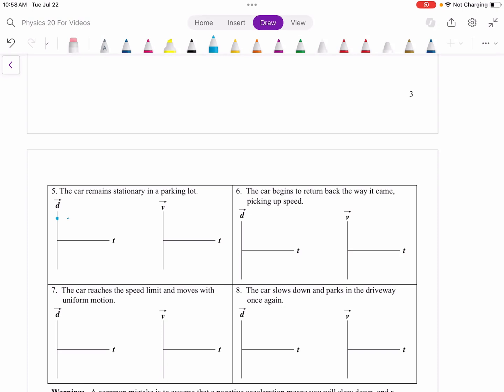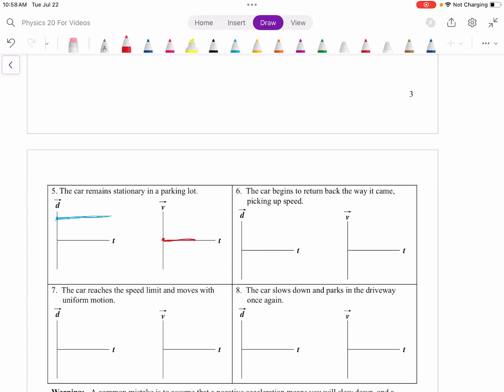So as time goes on, for this section of our journey, it's just going to stay at that displacement, away from our home, but not changing. And if it's remaining stationary, what's its velocity? 0, right? How is that changing if it's remaining stationary? It's not. Its velocity is staying at 0, right?